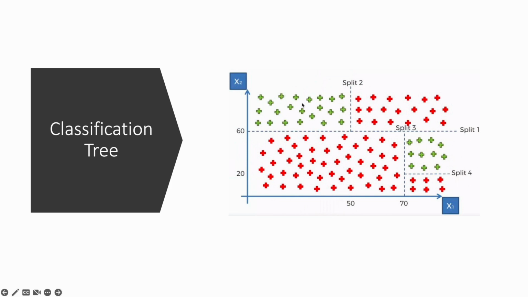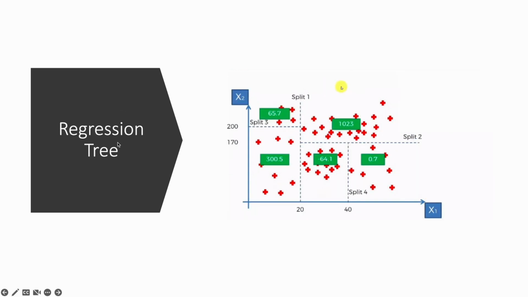What will we predict? We'll predict the majority class. Simple. In case of a regression tree, again we are doing the same thing. We are building our decision boundaries, right? We are splitting across some decision, right? Here around 200, when x1 is equal to 20, we have another split, right?